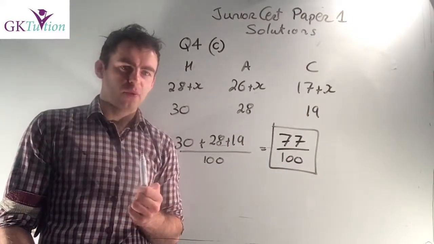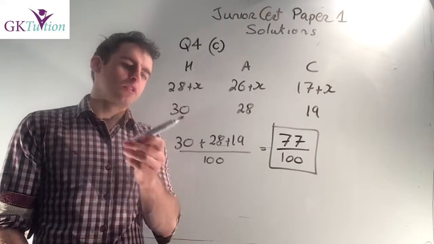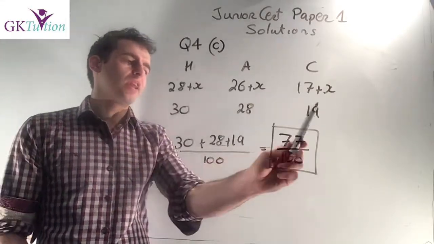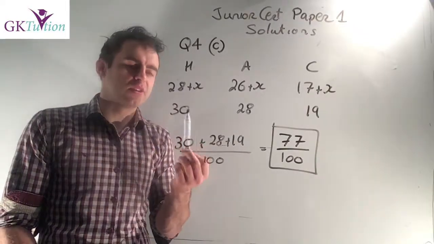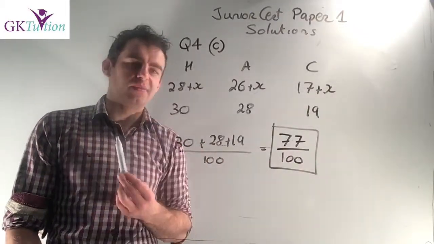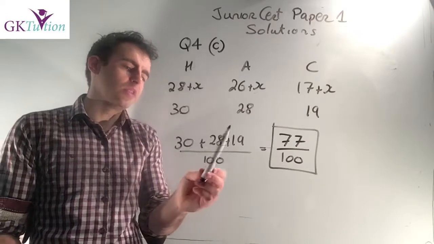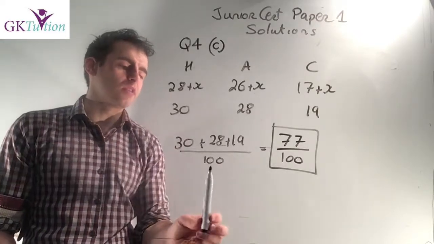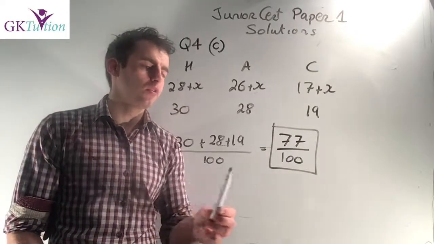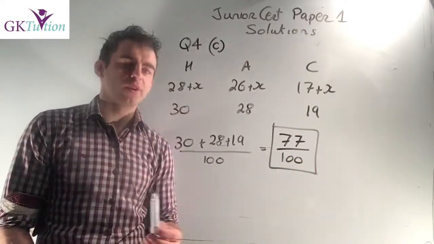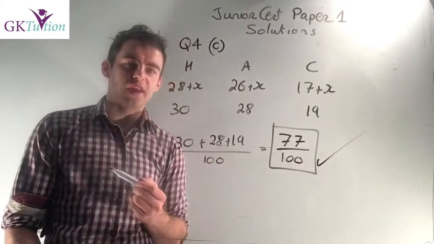But in part B, we've worked out that x is equal to 2, which means it's actually 30, 28, and 19. So I just need to find the probability that if I picked a student at random, I would pick one of these people. So it's 30 plus 28 plus 19 divided by the total number of students, which is 100. That works out as 77 over 100, and it doesn't simplify any more than that, so my final answer there is 77 over 100.